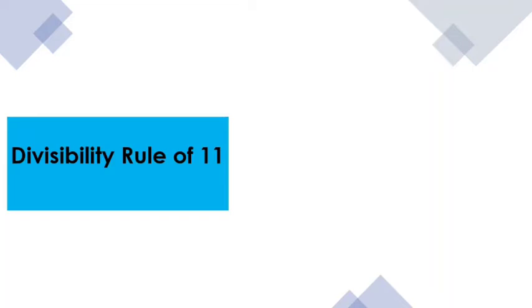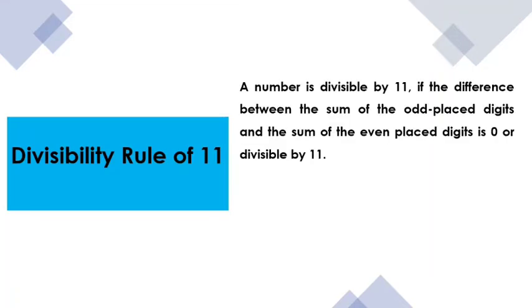Let's move on to the divisibility rule of 11. A number is divisible by 11 if the difference between the sum of the odd place digits and the sum of the even place digits is 0 or divisible by 11. Examples: 154.